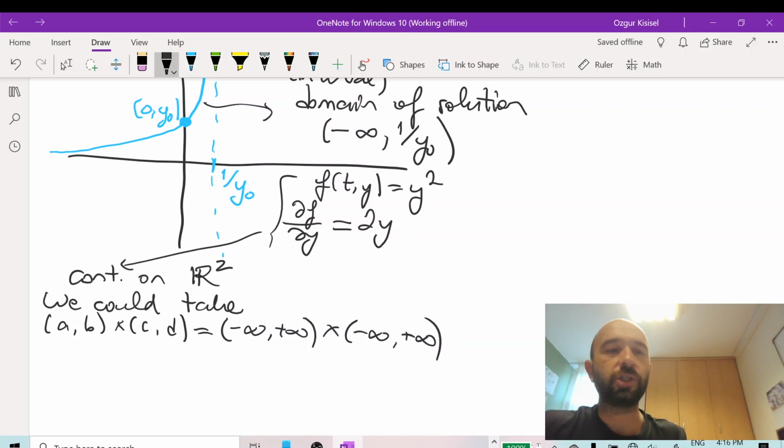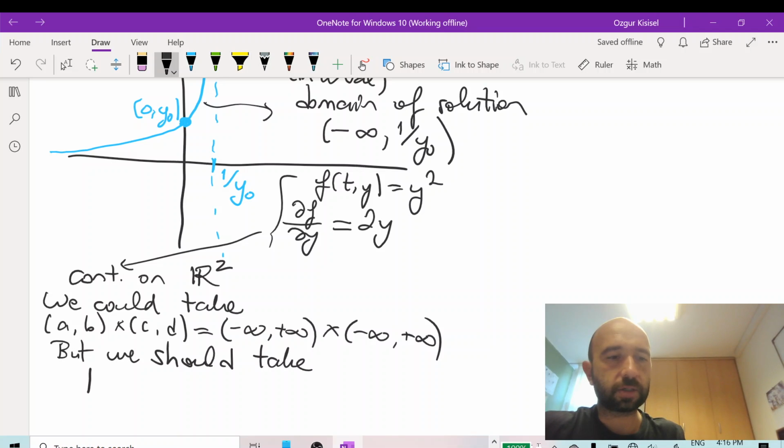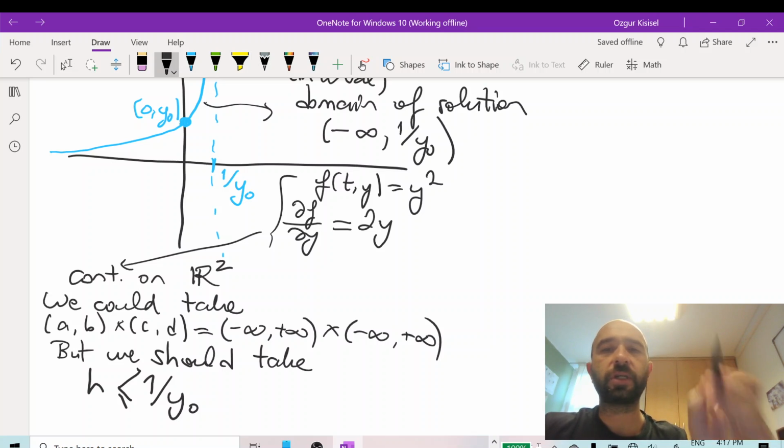You have to select an h, but we should take this number h in the theorem to be something less than or equal to 1 over y0, right? This is still positive. I mean, 1 over y0 is positive in this case, fine. But if we try to take it anything larger, the result would fail. So you need that h in the theorem. You cannot remove it. This is a strange thing. You start from a point, you have a very nice differential equation, but the solution suddenly explodes.